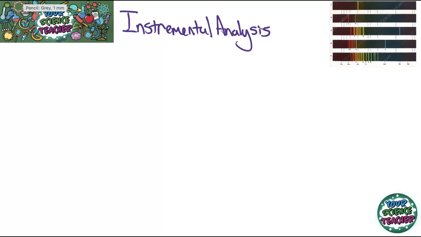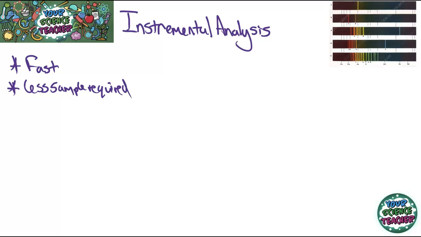Now, the techniques that we've looked at so far for identifying what ions are present inside a compound, they've all been laboratory-based techniques. What we're going to look at now is using instrumental analysis. Now, the reasons for doing this is because it's often faster or quicker. We often need less of the sample, and it's often way more accurate.